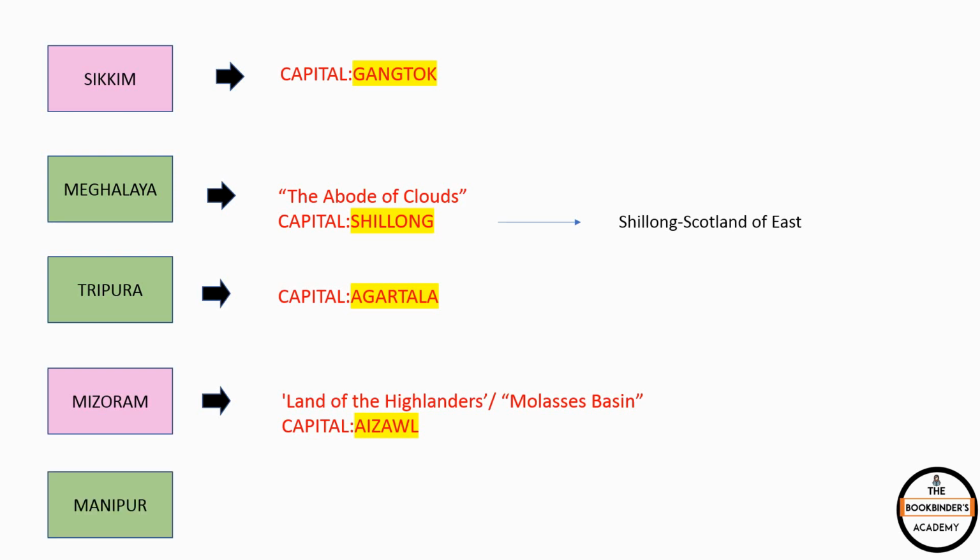After Mizoram, we have Manipur. Manipur is referred to as the jewel of India. This is because Manipur is covered by 9 hills, and right in the middle we have an oval-shaped valley. So it looks like a jewel, and plus Manipur can be translated to jeweled land. So it is referred to as the jewel of India, and the capital is Imphal.